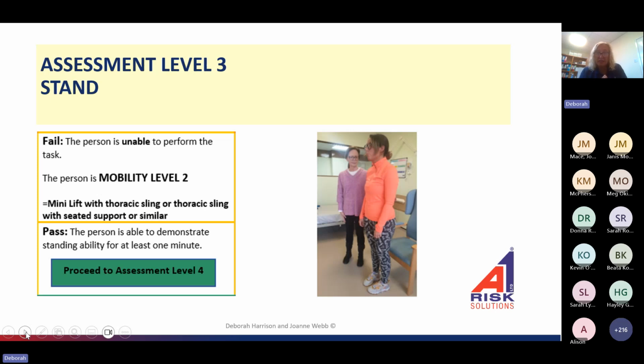How you get the person into standing, I'll let you judge on that. But can they maintain that stand? Because we've got people who use riser recliner chairs who can stand for a minute. But with the original tool, they had to stand independently. So what we're giving you is the option that you may use a riser recliner chair to stand that person up. If they're not able to do the stand for care handling, you may default then to using the mini lift.